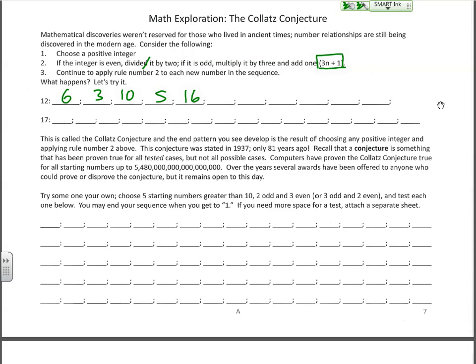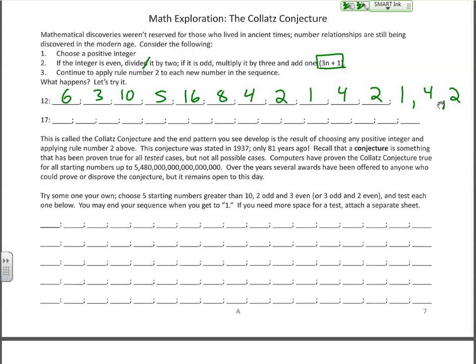16 is even, so divide by 2. 8 gets divided by 2, 4 gets divided by 2, 2 gets divided by 2, and we're at 1. And here's where, when you do this on your own, you can stop. Because once we get to 1, 1 being odd, we would multiply by 3 and add 1. We still get back to 4 again. Well, half of 4 is 2, half of 2 is 1, and we're getting stuck in this loop of 4, 2, 1, 4, 2, 1, 4, 2, 1 forever. It's just kind of a never-ending cycle.